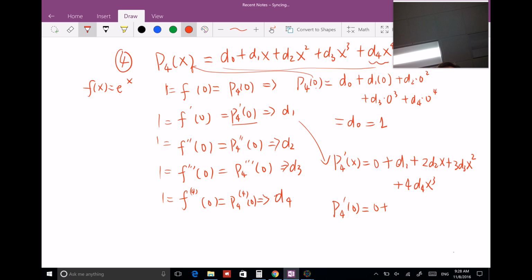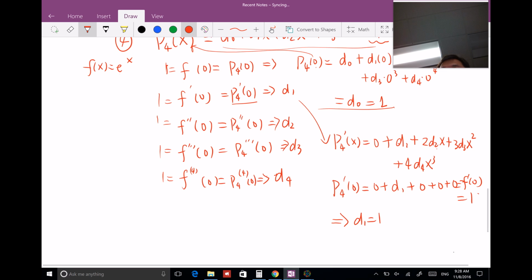0 keep it, d1 keep it. What about this one? Looks like it's just going to be the d1 that we'll have left, because all the other values will just go to 0. That's perfect. So this one equals what? 1. I want this to equal f prime of 0, because the first derivatives have to be equal. So f prime of 0 equals 1. Then I can solve d1 equals 1, right?